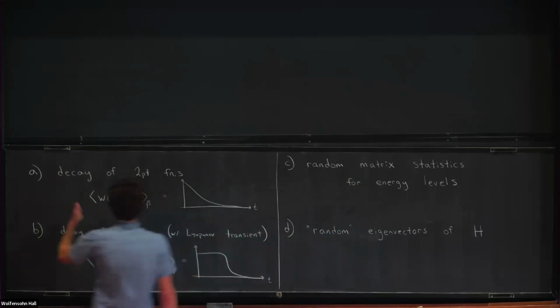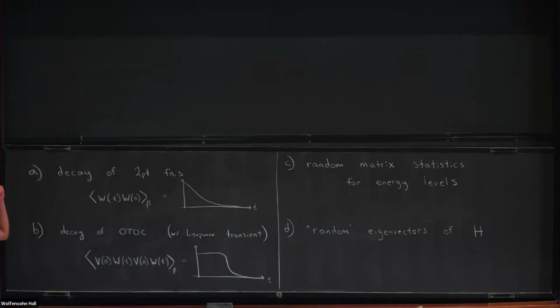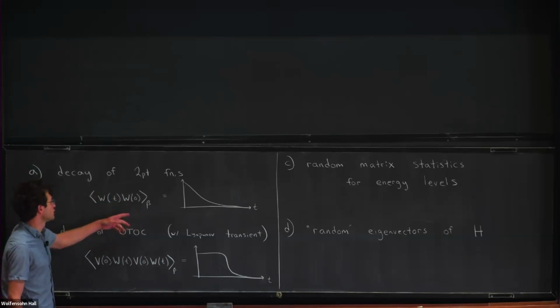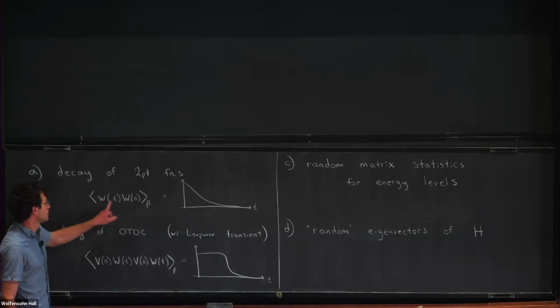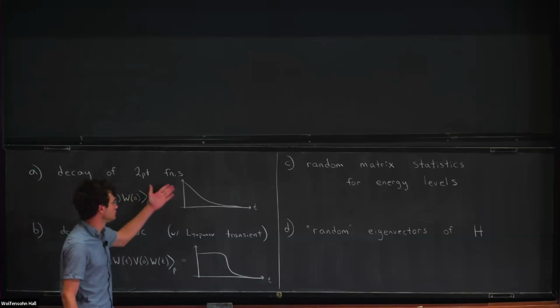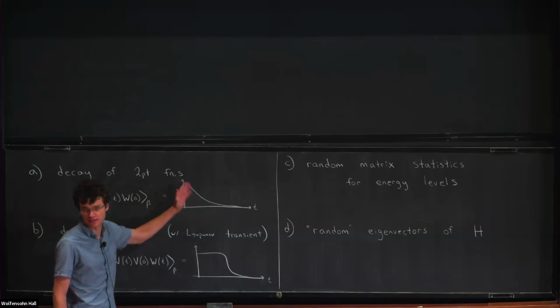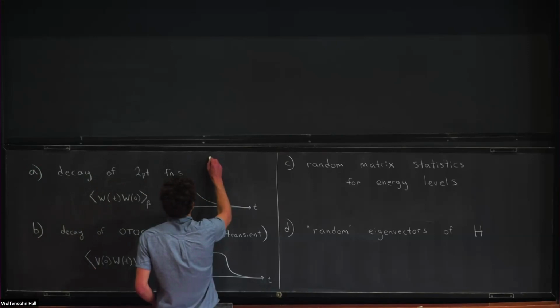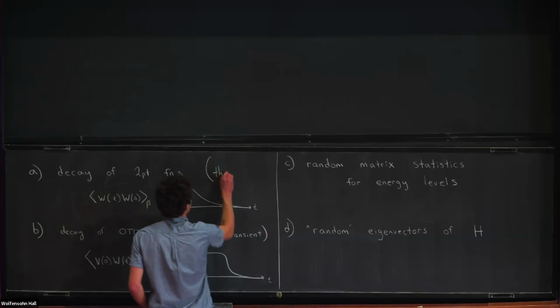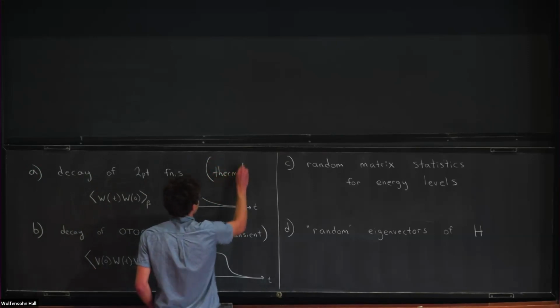So one symptom of quantum chaotic systems, in particular many-body quantum chaotic systems, is that two-point functions decay with time. So if we compute a thermal two-point function of an operator at time 0 and an operator at time t, then we get some time dependence that looks roughly like this. It could oscillate, but it will decay with time. And this is a probe of a type of thermalization.